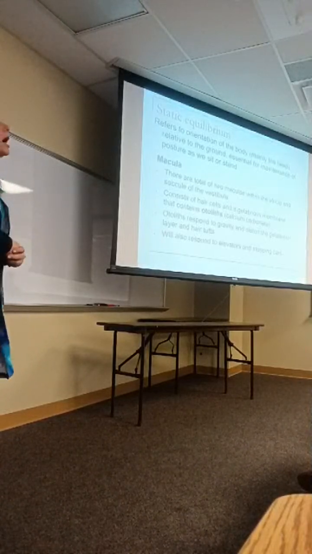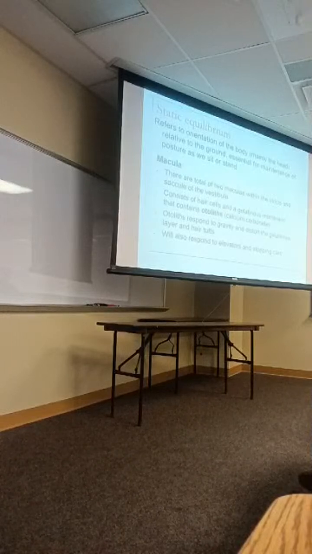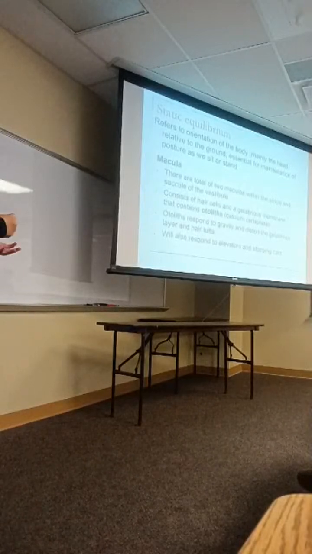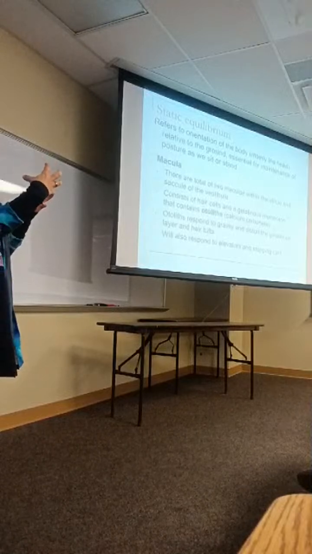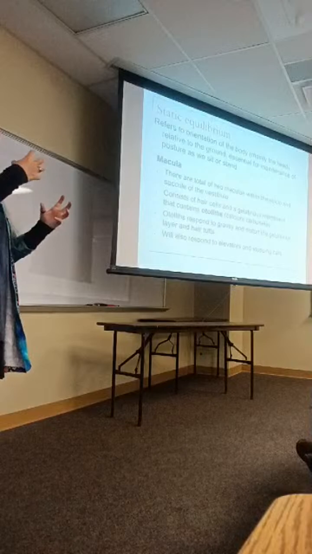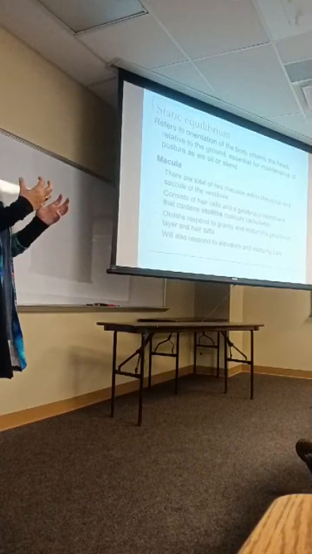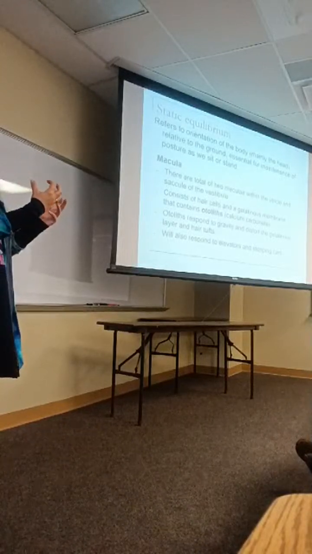The organ of static equilibrium is the macula. Again, we have the three divisions of the inner ear. The cochlea is your organ of hearing. The organ of static equilibrium is your macula. When we look at the macula, we've got two of them in the vestibule, that middle part of the inner ear. There's one in the utricle and one in the saccule. Again, weird words. I don't know who labeled these, but they're fun to say after a while, right? The utricle and the saccule.